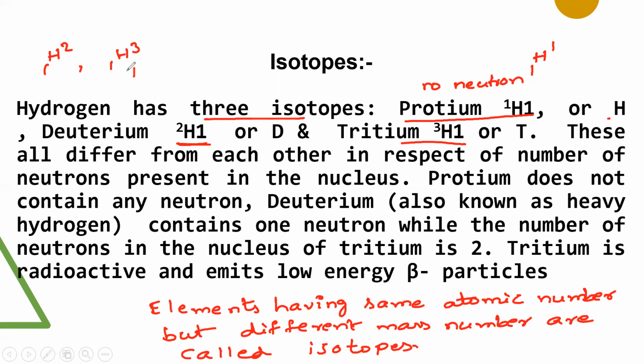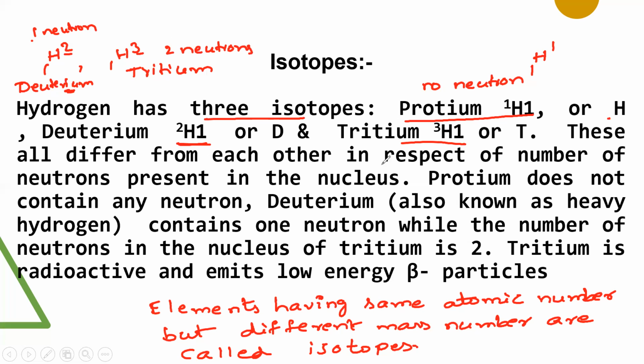1H3 is called tritium. Tritium is radioactive. Tritium isotope of hydrogen is radioactive. And 1H2 is deuterium. Deuterium is also a heavier isotope, and it contains one neutron only. Tritium contains two neutrons. That's why 2 plus 1, total mass number is 3. For deuterium, 1 neutron plus 1 proton, so it becomes 2. So hydrogen has three isotopes, that is protium, deuterium, and tritium.